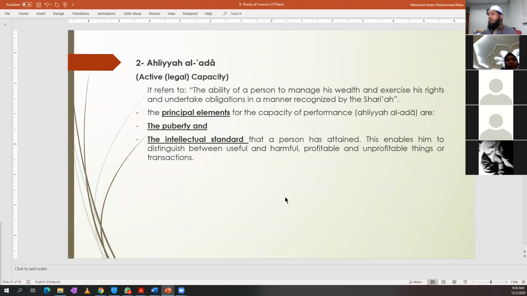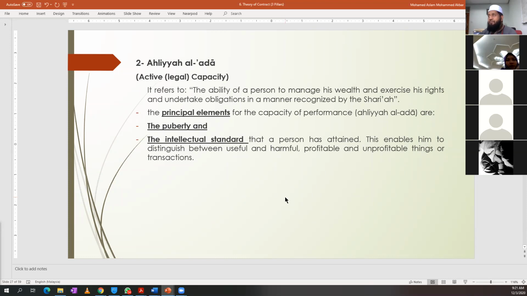Okay. Next, moving on to Ahliya al-Ada. The first one is clear, right? Ahliya al-Wujub is clear. We talked about the fetus, and we talked about the child. Now we're going to talk about the second type of Ahliya. It refers to the ability of a person to manage his wealth, exercise his rights and undertake obligations in a manner recognized by Sharia.